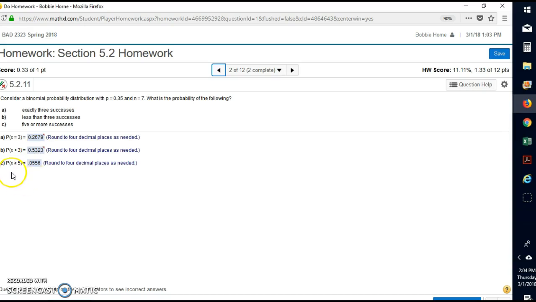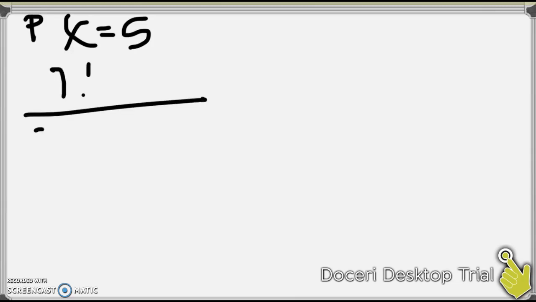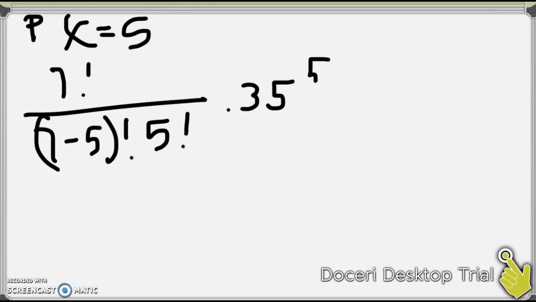Okay, now for the last part, we want the probability that x is greater than or equal to 5. So we would need the probability of 5, the probability of 6, and the probability of 7, because 7 is as high as we can go. So we have 3 little calculations to do. Not really little, but let's look at those. So let's just do the probability of 5. So the probability that x equals 5, still 7 factorial, 7 minus 5 factorial, 5 factorial, 0.35 to the 5th, and 0.65 to the 2nd.